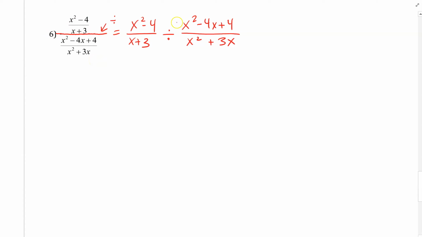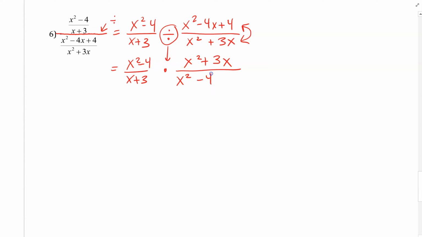So we flip, factor, cancel, multiply. Okay, I'll flip the second one. So I turn that division into multiplication, and then this second fraction will flip, so the x squared plus 3x ends up in the numerator, and x squared minus 4x plus 4 in the denominator. Now this one is also easier to factor than the last one, so that's kind of nice. The numerator of the first fraction is a difference of squares, so that factors into x plus 2, x minus 2.